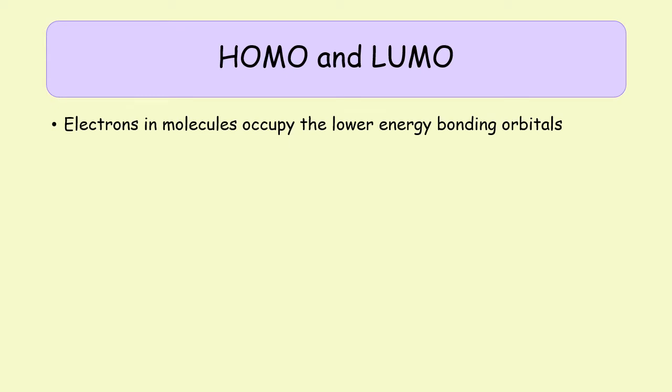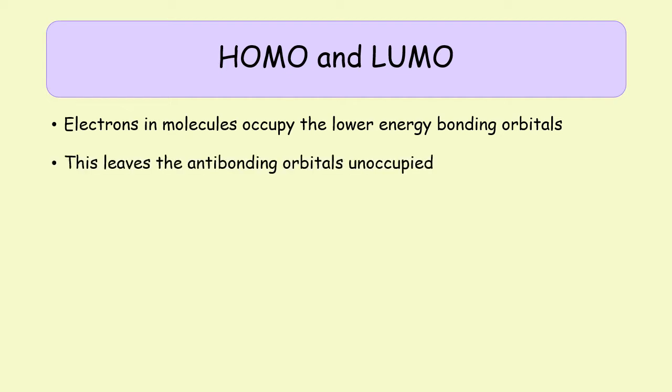Now, when molecules form, we have molecular orbitals. And as we know, the bonding orbitals are lower energy than the anti-bonding orbitals. And electrons will fill the lower energy orbitals, often the bonding orbitals, before they start filling the higher energy orbitals. That's just an extension of the Aufbau principle. Now, what this usually does is it leaves some anti-bonding orbitals unoccupied within the molecule.